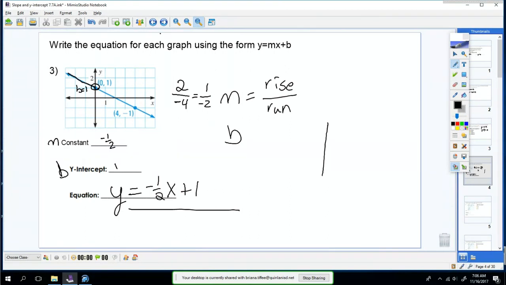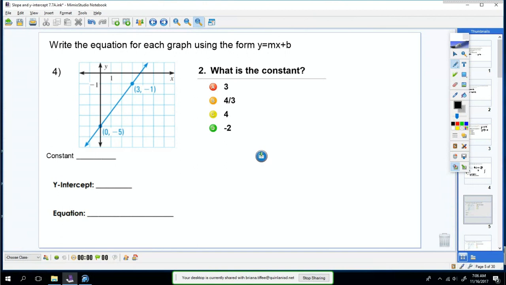Okay, I know this might be a little bit confusing. That's okay. We're going to be doing tons of examples today. So this is going to be your turn. But again, if you get it wrong, it's okay.